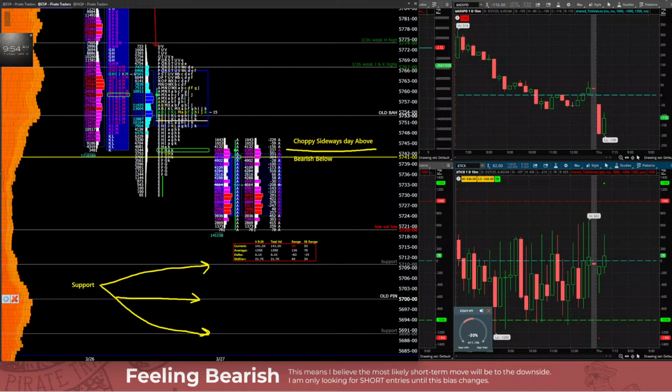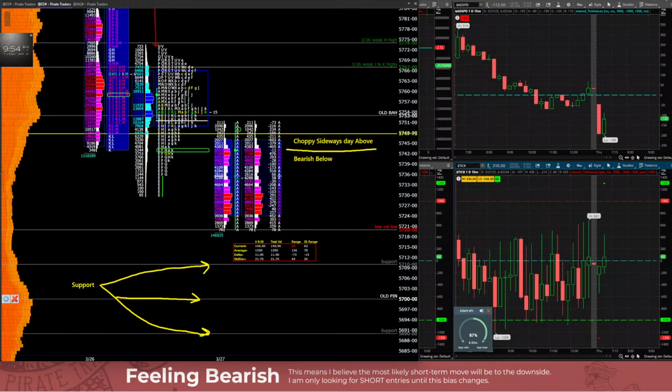And part of building probabilities is accepting that sometimes the probabilities will favor one thing happening and the opposite will happen, which is happening right now, right? Sometimes the probabilities will favor a move lower and then out of nowhere, you get a little pop of short covering and you change things. And so then you just change your mind, as I will right now, going back to neutral.